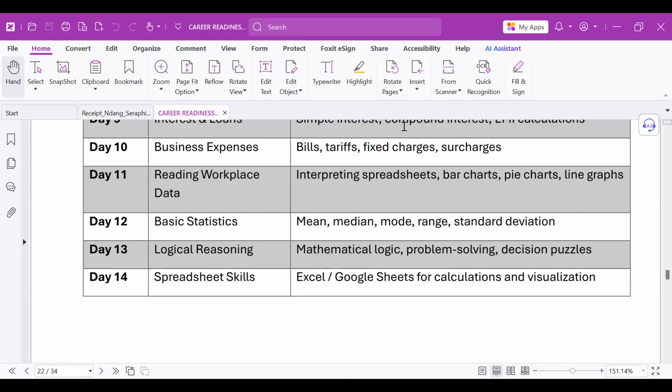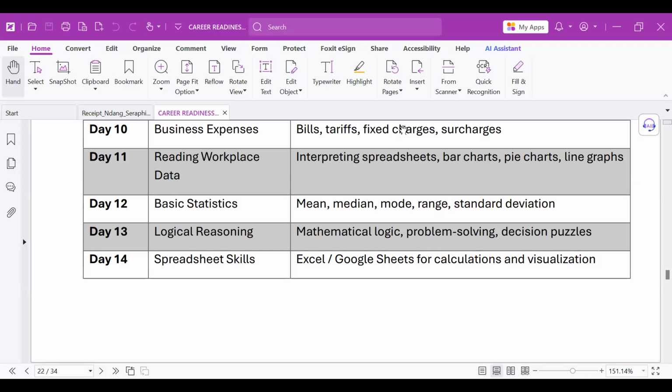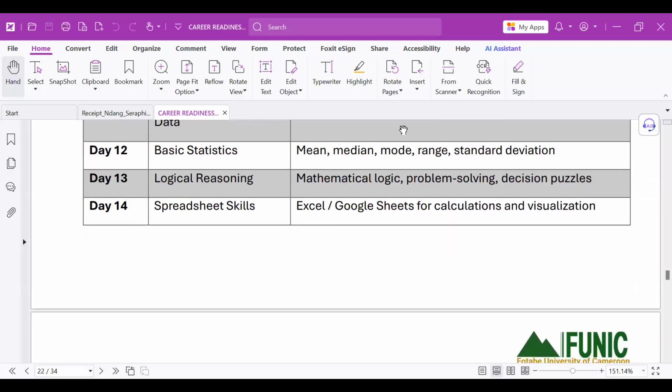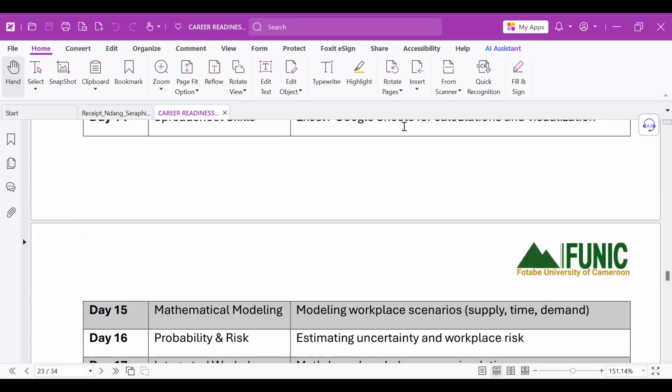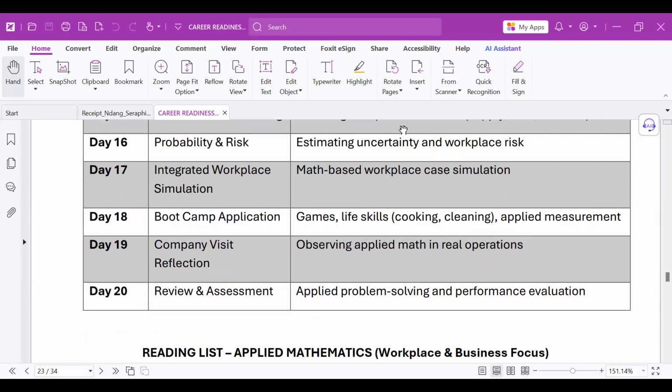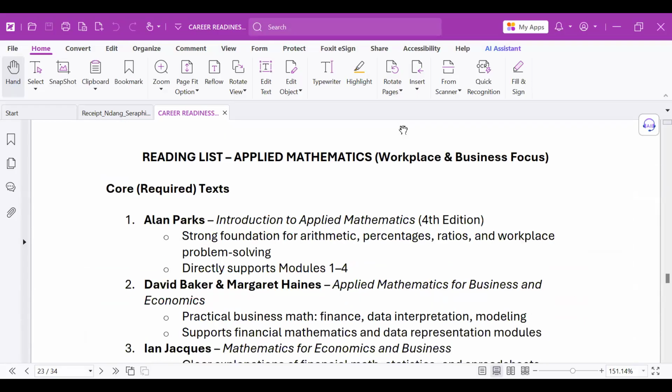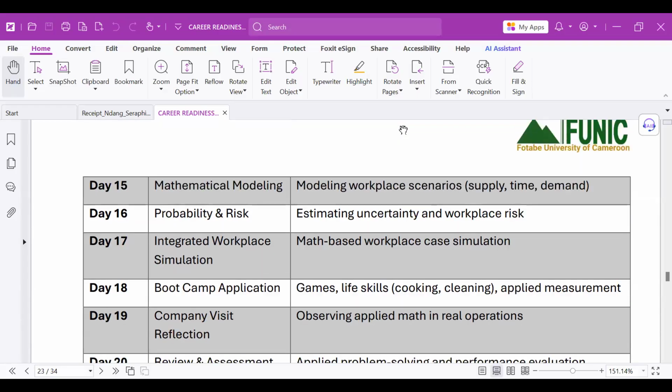And then we are going to do logical reasoning. We'll do mathematical logic, problem solving, decision puzzles, and things like that. And finally, we'll do spreadsheets. So we'll learn how to use Excel and Google Sheets for calculations and visualization. So we have 20 days to finish this course. 20 days is a very long time, so we are going to be combining some of these things so that we can finish them as soon as possible.